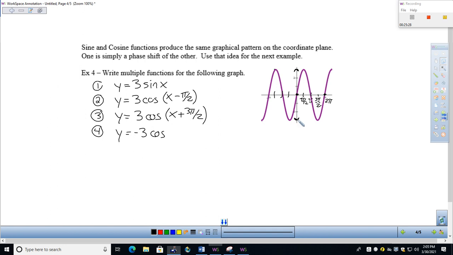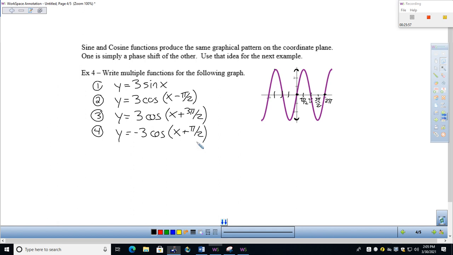Well, it looks like one way I could do it is just move it pi over 2 to the left. So if I take this and just go pi over 2 units to the left, now I've got it. And so how do I move pi over 2 units to the left? Well, in this particular case, you would just be x plus pi over 2 there.